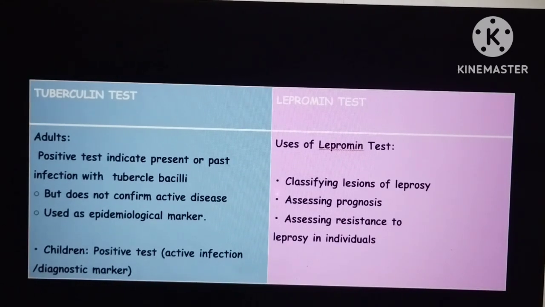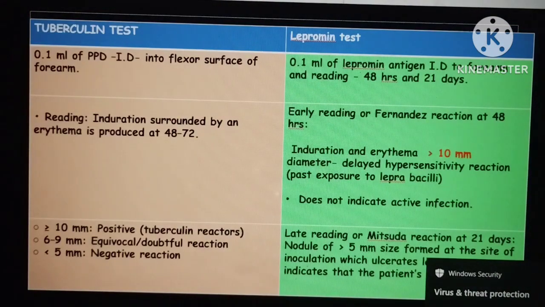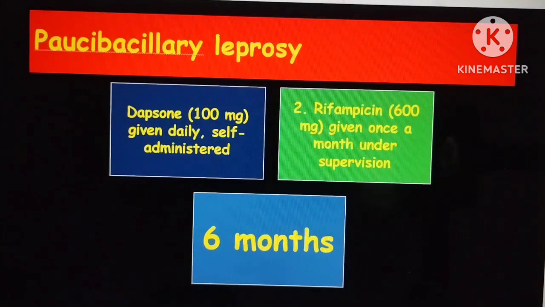So now, lab diagnosis is over and the tests are over. Now coming to the treatment for paucibacillary leprosy. Here dapsone 100 milligram is given daily. Here rifampicin 600 milligram is given once a month, under supervision. Both can be given for 6 months.